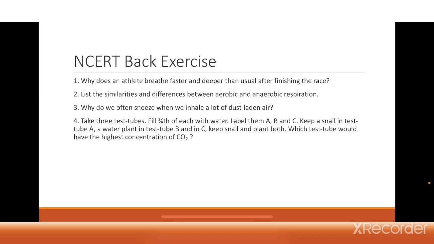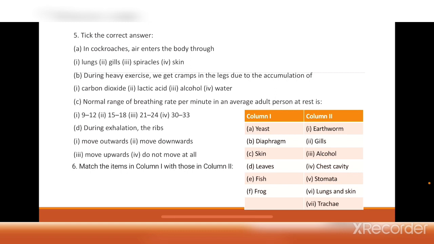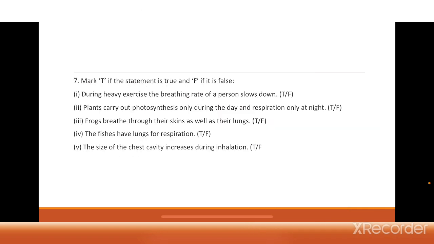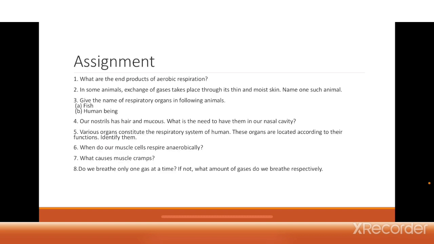These are the questions of the NCERT back exercise from question number 1 to question number 4. Question number 5 and 6 are on these slides. Question number 7. You have to try all these questions from the NCERT back exercise as we have explained the chapter thoroughly.